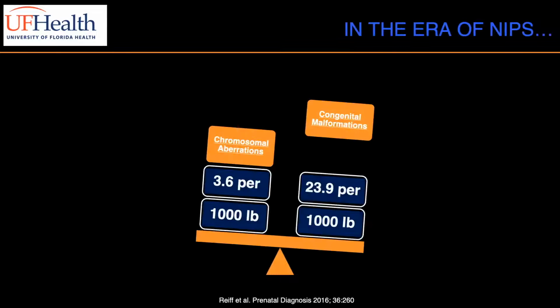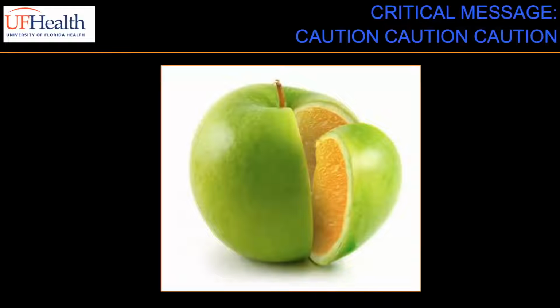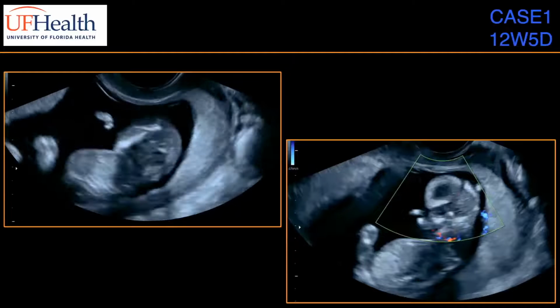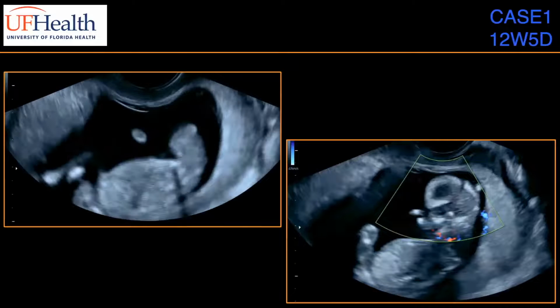I have no disclosures. What I would like for you all to keep in mind is that in the era of myths, we always tend to focus on chromosomal aberrations. However, we need to keep in mind that congenital malformations are 6.6 times more common. And the critical message is always exercise caution, because things aren't always what they appear to be. So let's start with this first case.